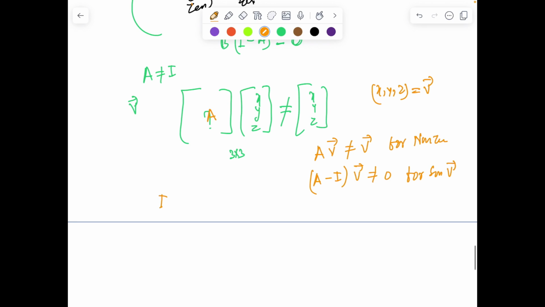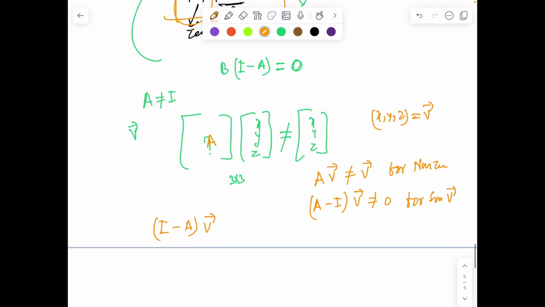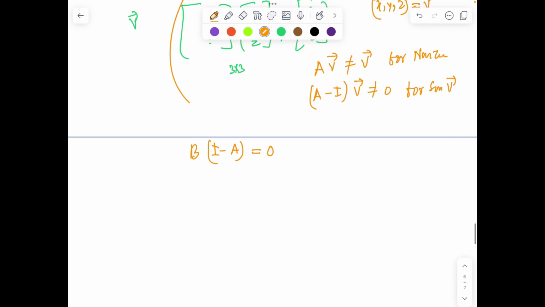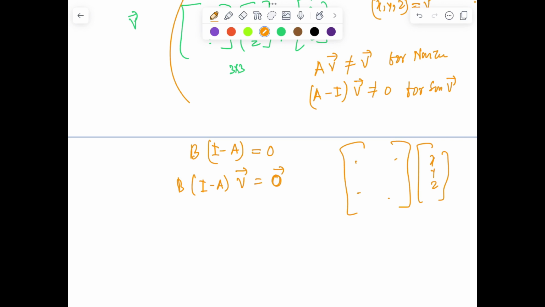That shows, now if I consider, let's say, I minus A times B. So what I'm telling over here: since we have B times the matrix I minus A as a null matrix, let's multiply this matrix with XYZ, because B times I minus A is anyway some matrices. So I'm multiplying it with XYZ, which I'm calling the vector. So this must give me a null vector, right?